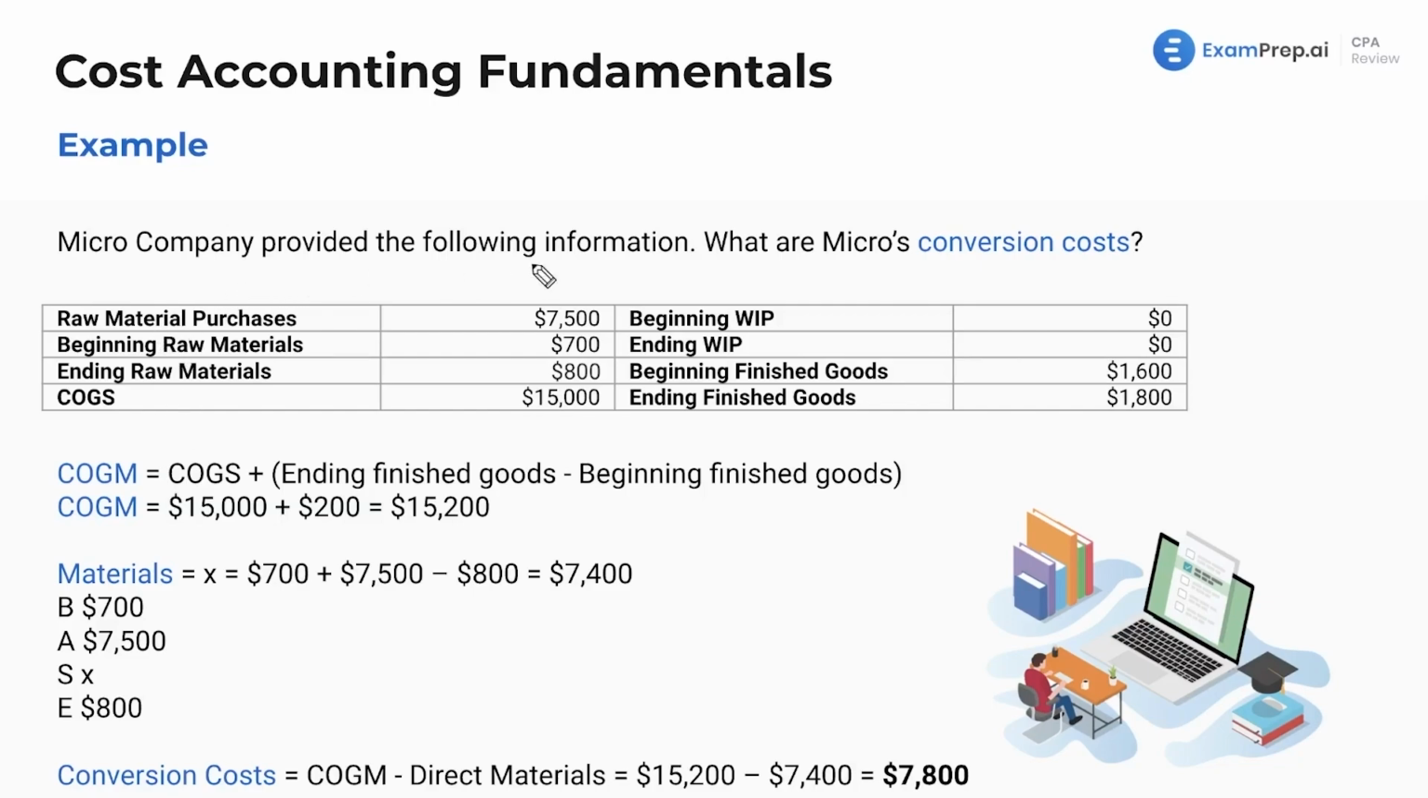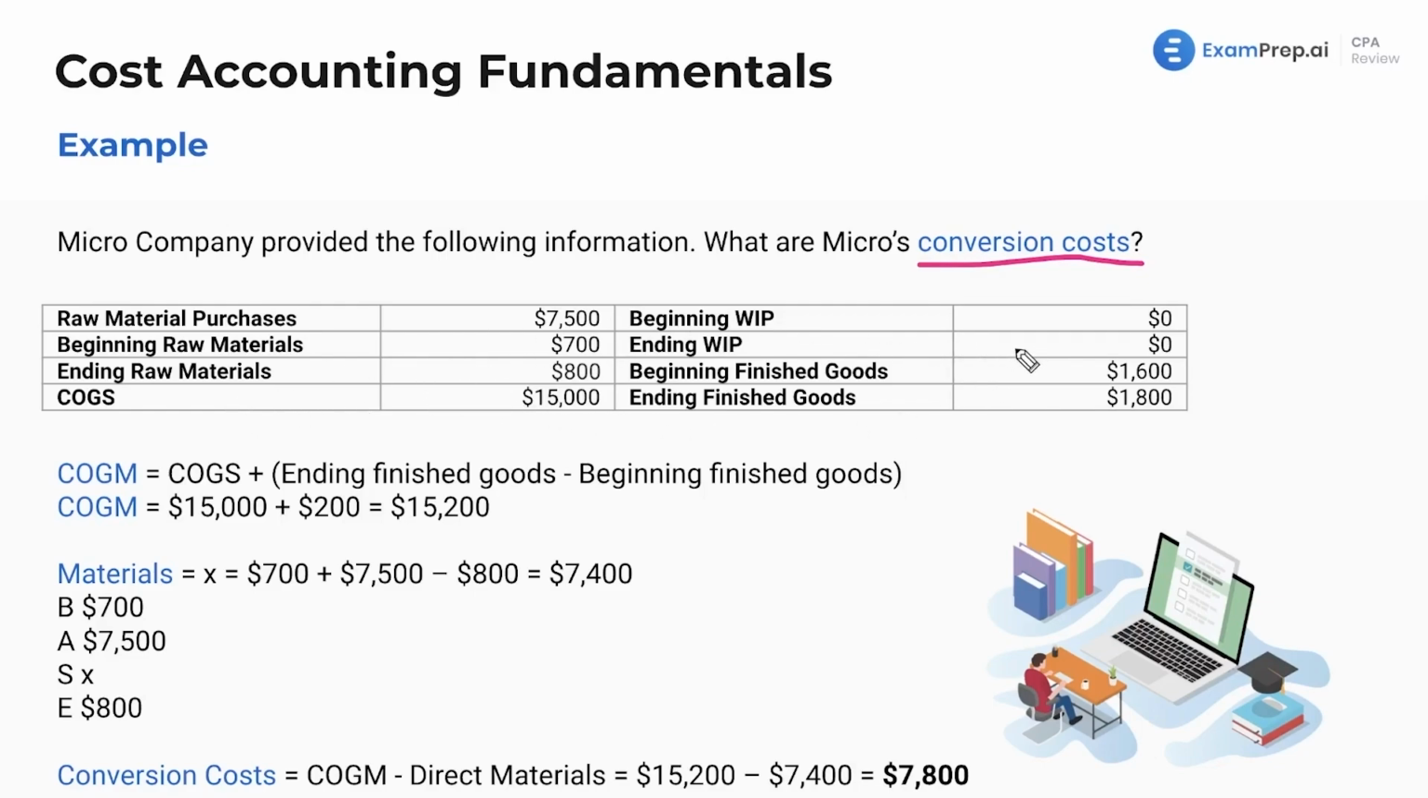So Micro Company provided the following information. Thank you, Micro Company. You're too generous. What are Micro's conversion costs? Now, the first step I do is I see the question and ask, what are conversion costs? Write out the formula, and that is direct labor and overhead. Great. Uh-oh, I don't see labor and overhead.